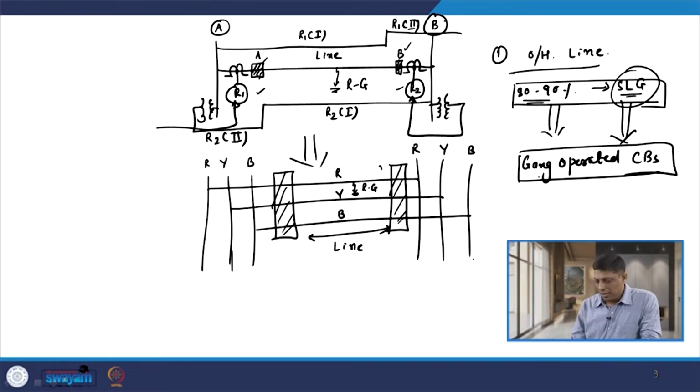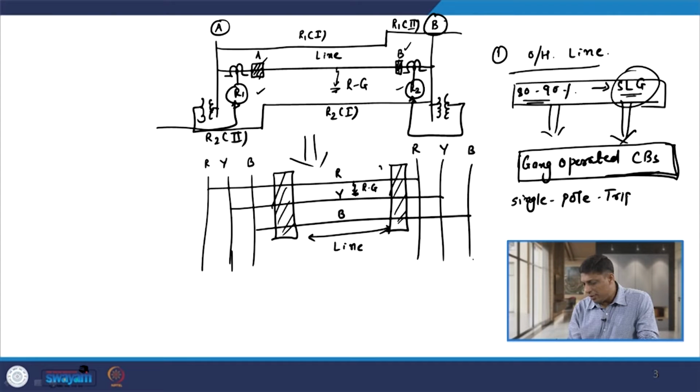of fault. Now, this is against the requirement, because if an R to ground fault occurs, then we need to open only the R pole of the breaker. The remaining 2 poles, Y pole and B pole of the breaker, remain in closed condition, and if we do this, then that is known as single pole tripping.